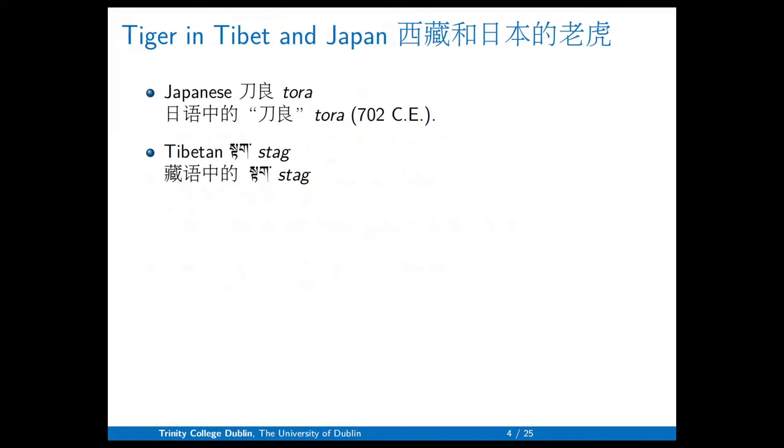In Japanese, the word for tiger is tora, and it's first attested in the year 702. And in Tibetan, the word for tiger is stag. So here, I just want to say that possibly there's no relationship between tiger in Southeast Asia, tiger in Japan, and tiger in Tibet. I don't think my presentation needs to hang on this question. But some people have thought that these words are related to the Chinese. So I want to look at that a little bit.